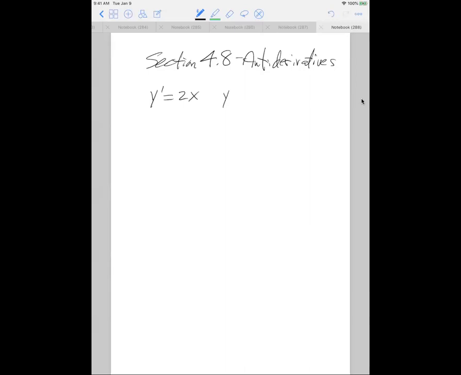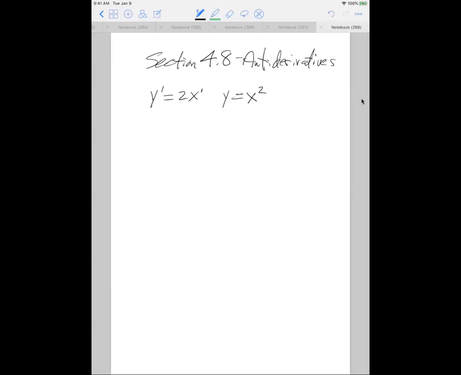I think it's a good one to start with because it's kind of obvious. It's one of the easier ones that we've worked with. But you get the idea that we had to bring the power down and subtract 1 from the exponent. So it had to come from x squared. That's the general idea. If y is equal to x squared, then y prime is 2x. That is the general idea, right?